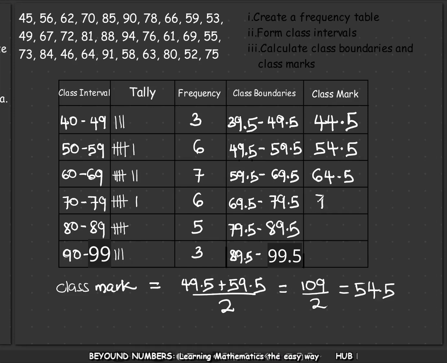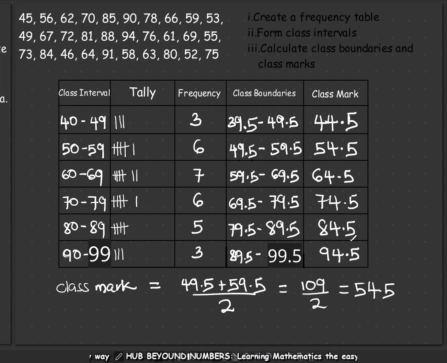So it simply means the next one is going to give us 64.5, 74.5, 84.5, and then 94.5. And that is it. You have been able to construct your frequency table for this grouped data.